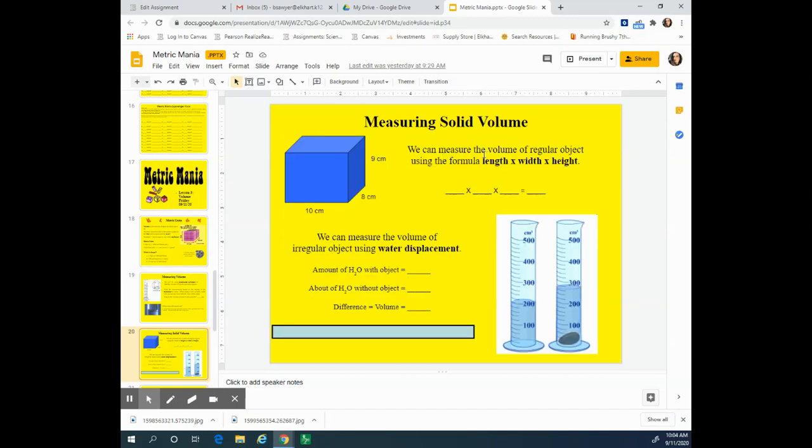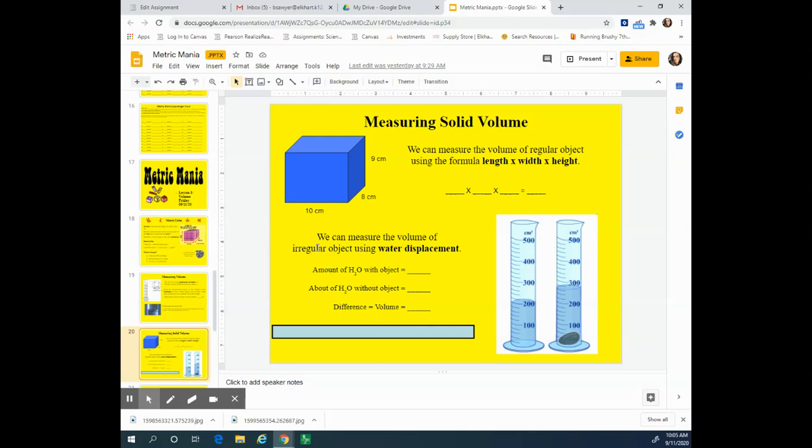All right, we can measure the volume of a regular object by using the formula of length, which is 10, times width, which is right here, you have 8, times height, which is 9. So you're going to say 10 times 8 times 9 to get your answer.